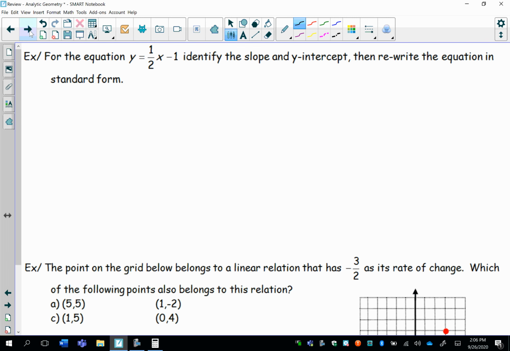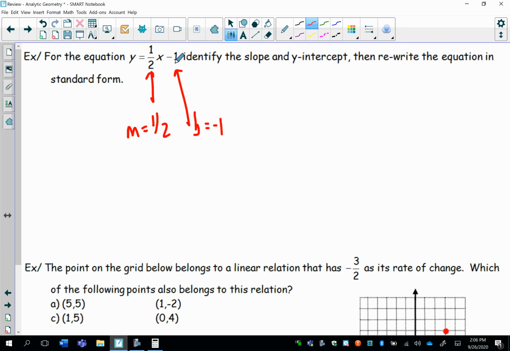Okay, let's do some more fun stuff. For the equation, y equals 1/2 x minus 1. Identify the slope and y-intercept. All right, there's my slope. M equals 1/2. Make sure we use the right symbols. And my y-intercept right beside it, b equals negative 1. Notice there's no x in there, just a number.